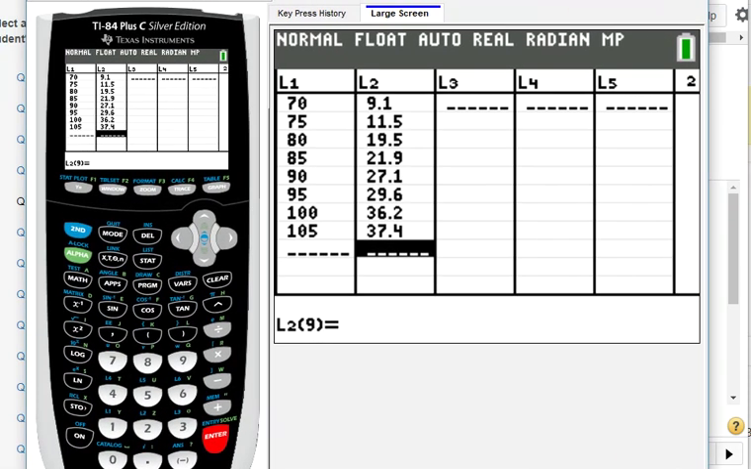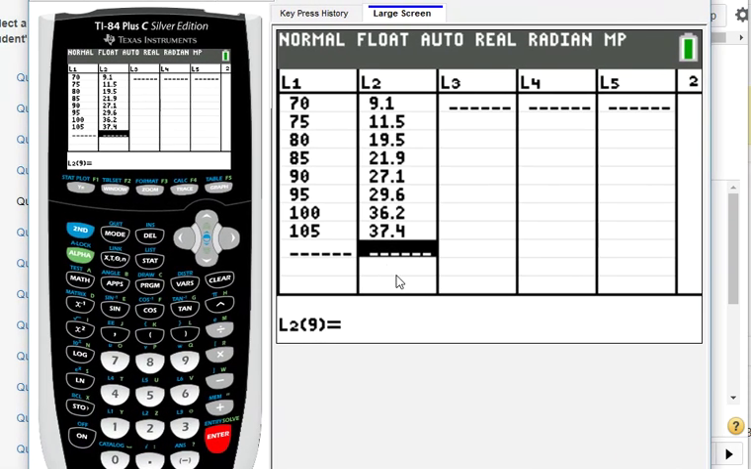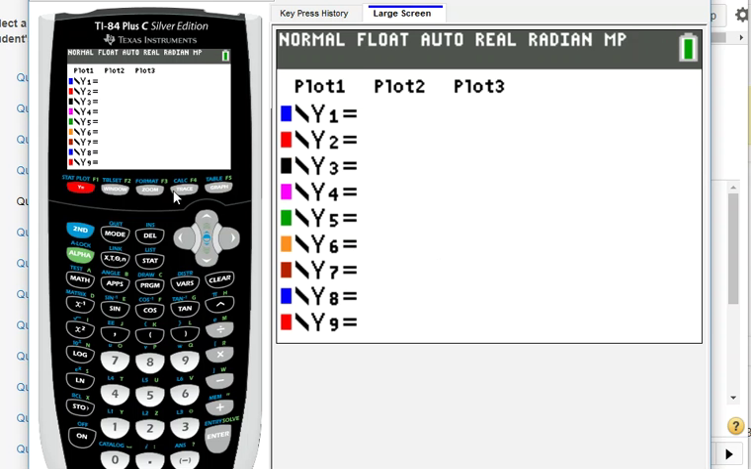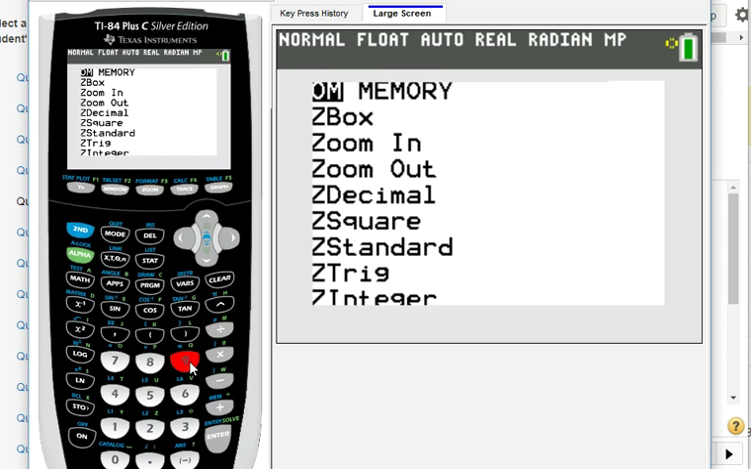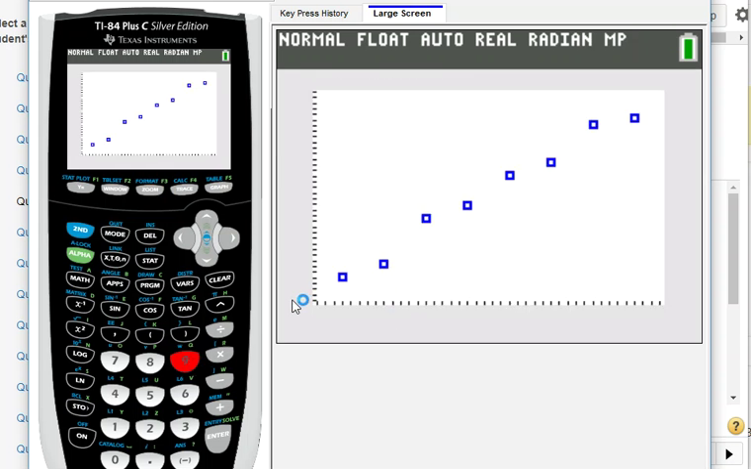Now if you were working on a worksheet or a test, after you enter your values, you're going to go onto your calculator, go to y equals, and you're going to go up to plot 1 and highlight it, enter, turn it on, and then you're going to go to zoom stat, option 9. Remember, your data was in the stat menu, so you're going to zoom stat, option 9 here.